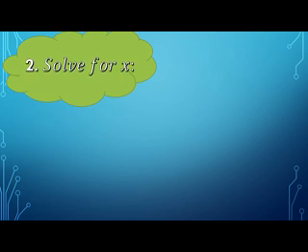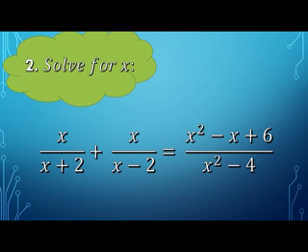So now, let's proceed to the second illustrative example. Number 2. Solve for x. The given is x over x plus 2 plus x over x minus 2 is equal to x squared minus x plus 6 over x squared minus 4.